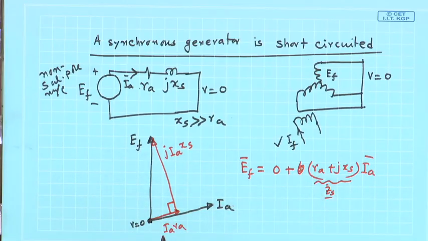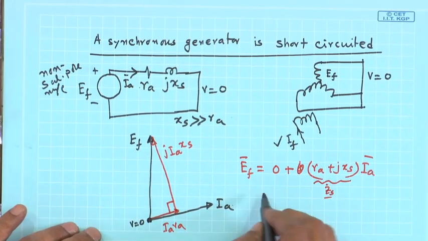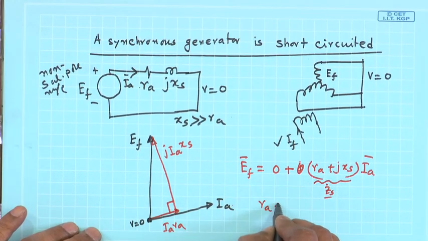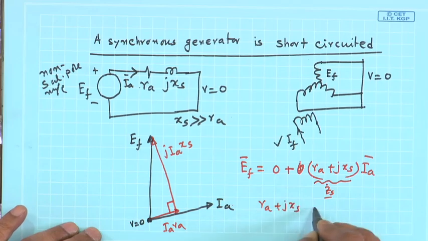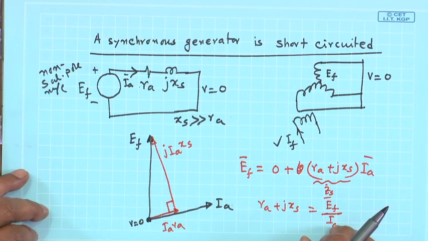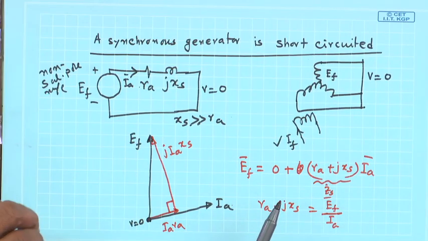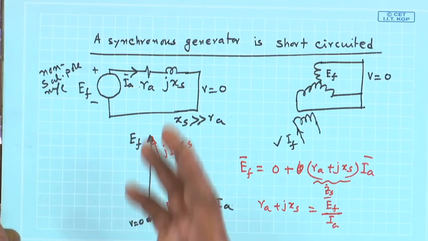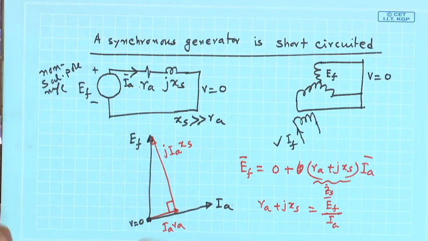And if you measure that, it will be equal to RA plus JXS is equal to EF by this short circuit current IA, which will give you this magnitude, and you will be able to calculate the value of ZS. RA can be measured with the help of some DC supply separately, and then XS and RA can be separated.